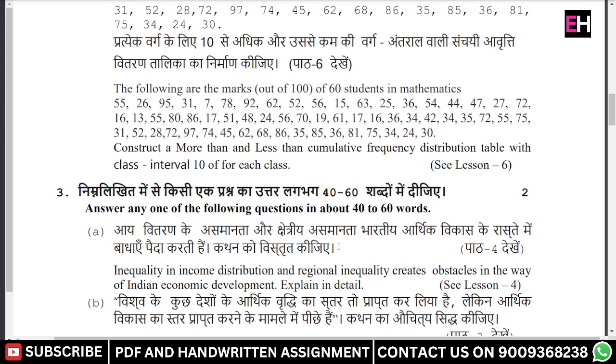Now here, question number 2B is: the following are the marks of 60 students in mathematics. Here the 60 students' marks are given. So we have to construct a more than and less than cumulative frequency distribution table with class interval 10 for each class, and this is from lesson 6.